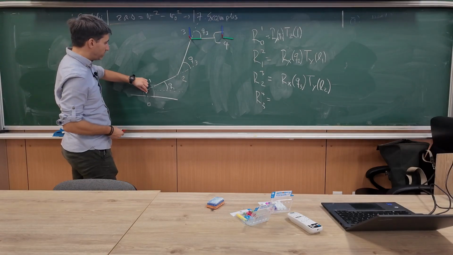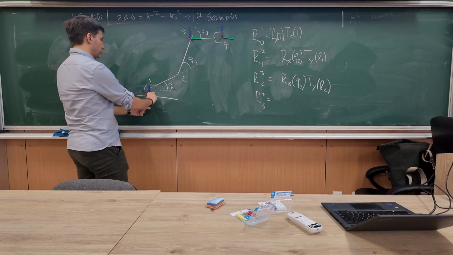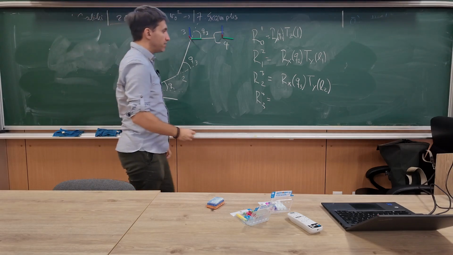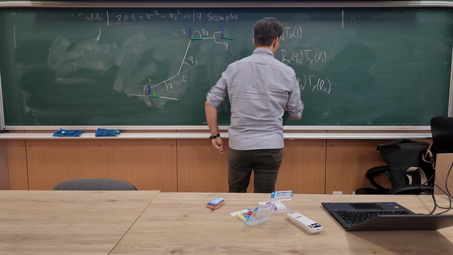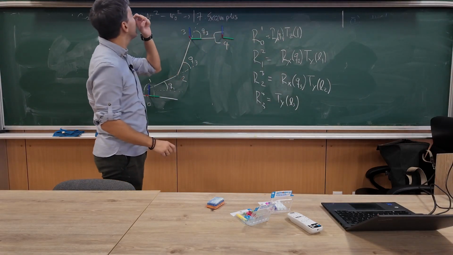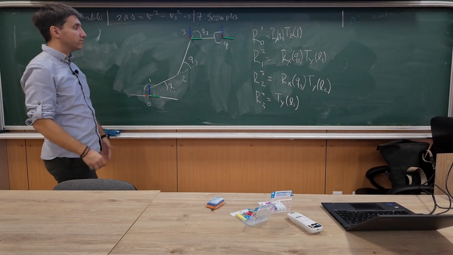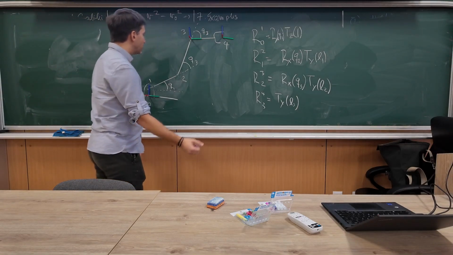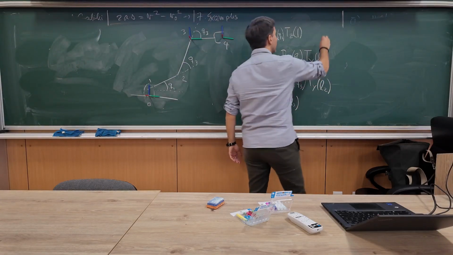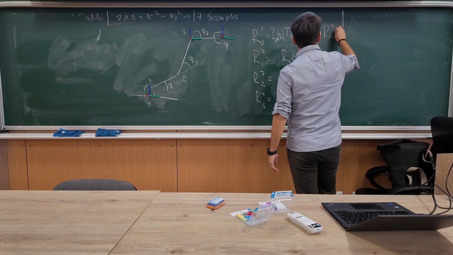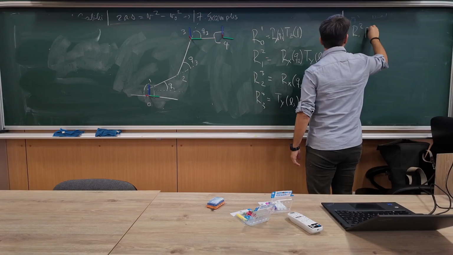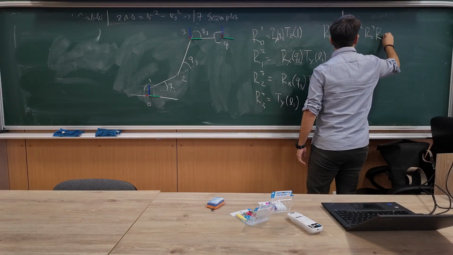Translation on Y by how much? Translation on Y by L3. Right. Good. How do I calculate the overall transformation from 0 to 4? Same as before. R0,4 is R0,1, R1,2, R2,3, R3,4.